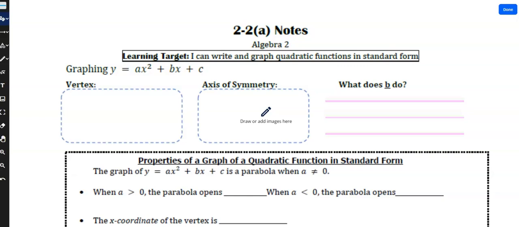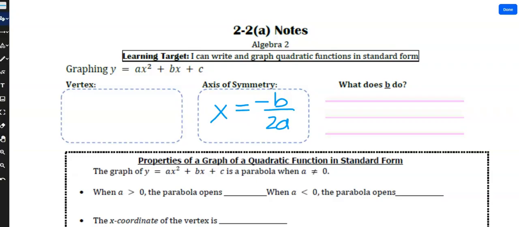The axis of symmetry, that's the line that cuts it in half. The shortcut for that would be x equals opposite of b over 2a. It must be written as a vertical line. You can't just skip the x equals part. All right, it has to be written as a vertical line.